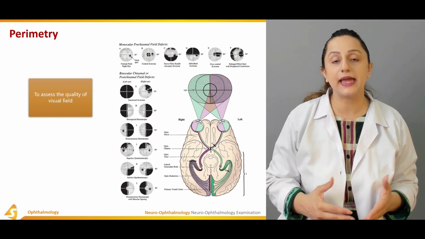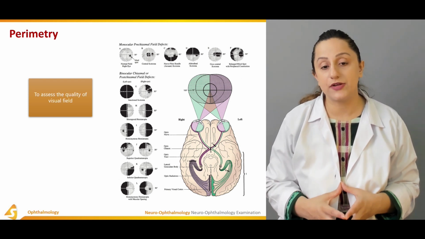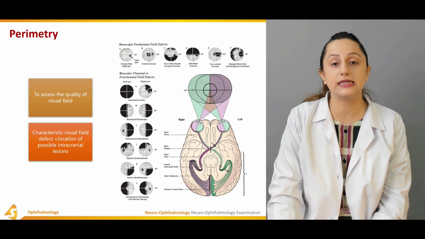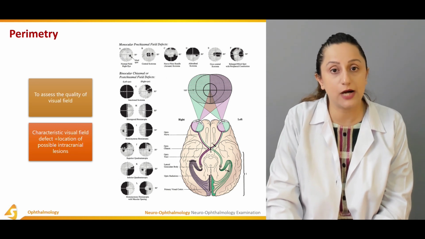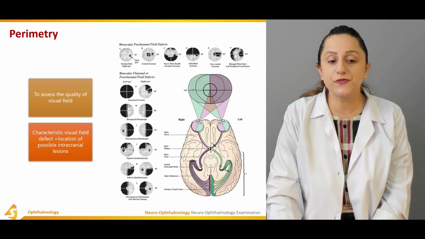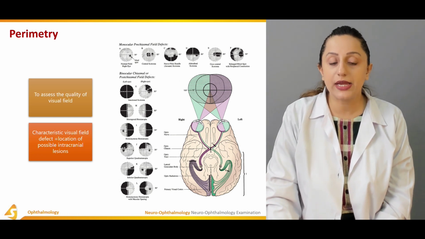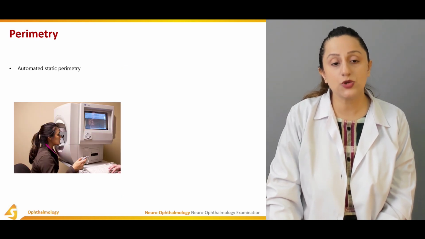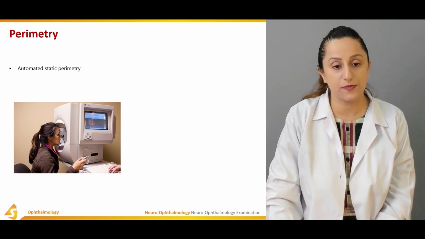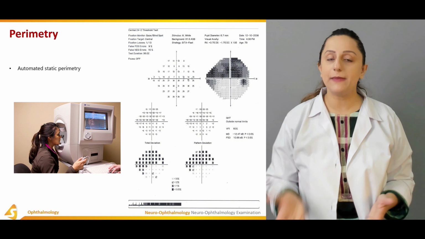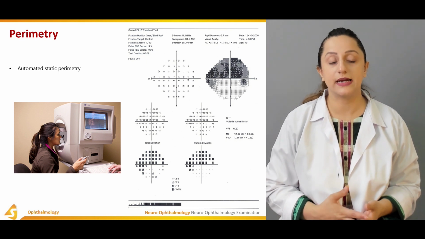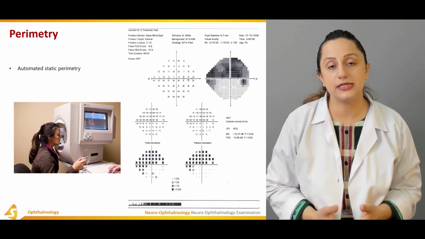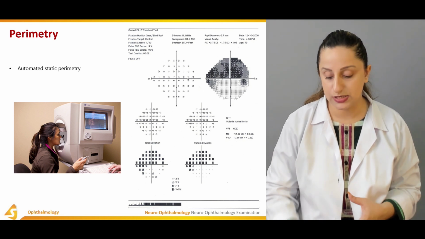How to identify and how to know these scotomas is again very important, and we have to demonstrate these in a patient. To assess the quality of the visual field is the main objective of carrying out these perimetry tests. Characteristic visual field defects are basically due to the location of possible intracranial lesions in a person. So automated static perimetry is sometimes performed in a patient. And again, we have the manual methods on the other hand, and the automated static perimetries that are available to carry out this neuro-ophthalmological examination in the patient.